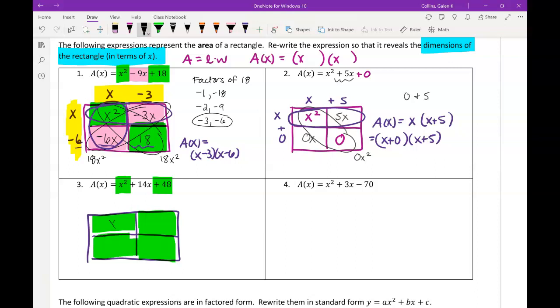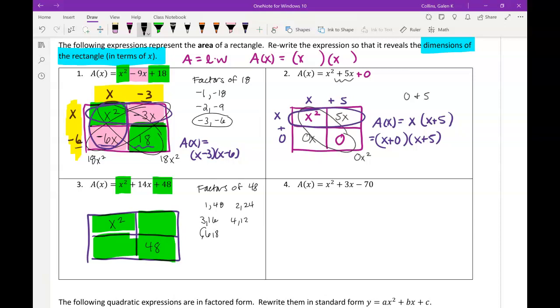So I've got my x squared, my 48, and I just have to think about factors of 48. So we've got 1 and 48, 2 and 24, 3 and 16, 4 and 12, and lastly 6 and 8. And if you need or want to use a calculator to help find those factors, that's just fine.